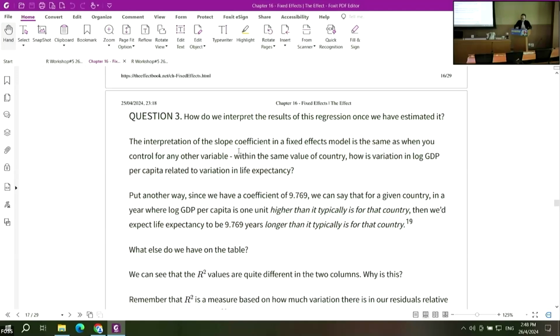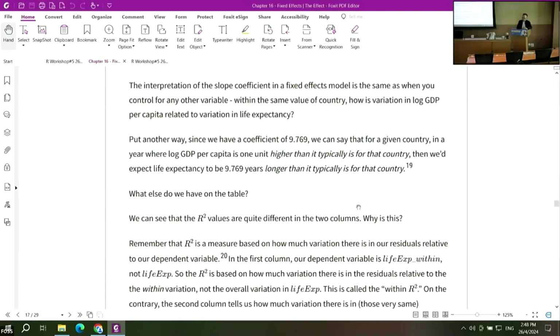Since we have a coefficient of 9.76, we can say that for a given country, in a year where the log GDP per capita is 1 unit higher than it typically is for that country, then we can expect life expectancy to be close to 10 years longer than it typically is for that specific country. All right? But from the table, there are more than just the coefficients that you can observe.